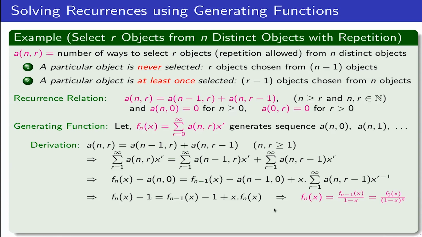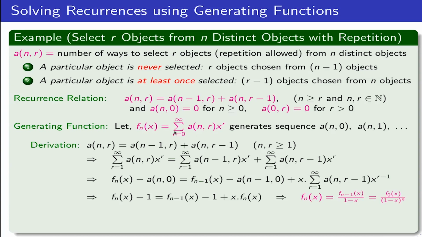And solving this, I get f_n(x) is equal to f_{n-1}(x) by 1 minus x, which is equal to f_{n-2}(x) by 1 minus x square, f_{n-3}(x) by 1 minus x cube, and goes down to f_0(x) by 1 minus x to the power n. What is f_0(x)? f_0(x) is equal to 1, because I have said that both of these sides have a mistake. This should be 1, because if there are n objects, I do not choose anyone. This is one way, that I will not choose anything. If there are no objects but I need to choose, there is no way; that is one way, that I do not choose.